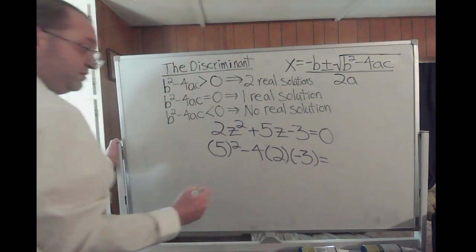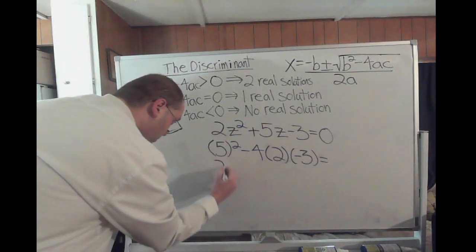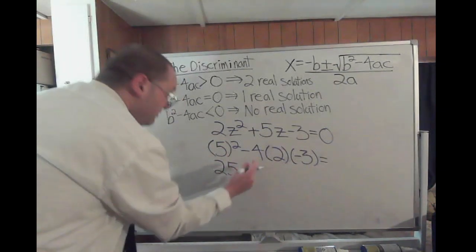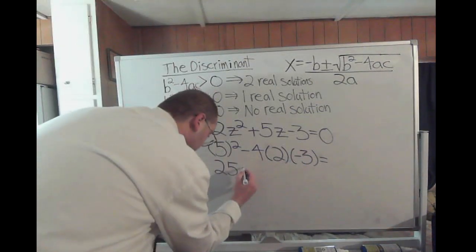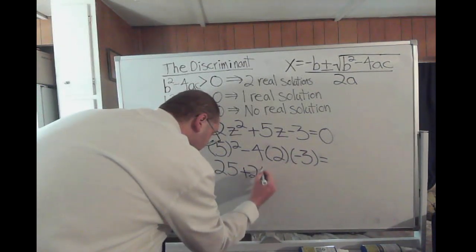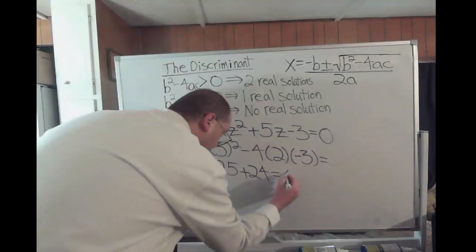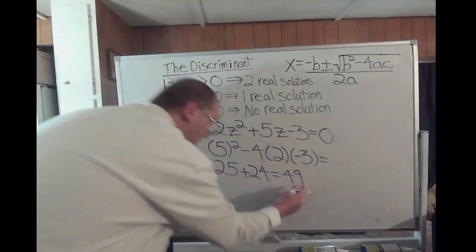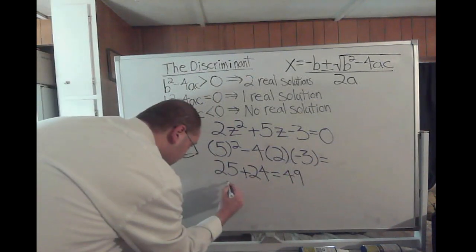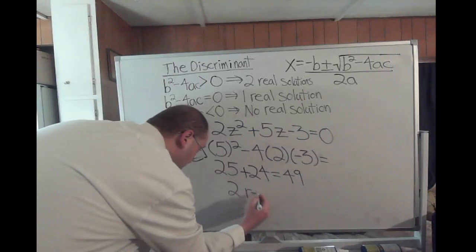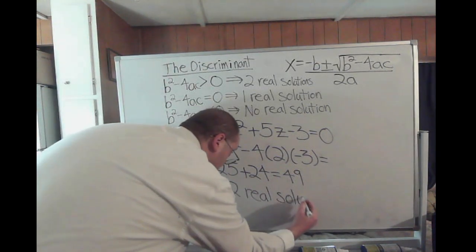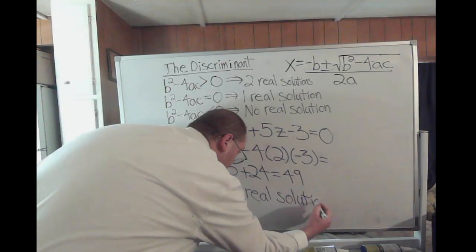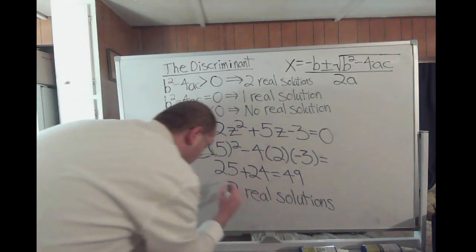When we simplify this, 5 to the second is 25. Then we have negative 4 times 2, that's negative 8, times negative 3, that's positive 24. 25 plus 24 is 49. You got a positive number for your discriminant, so there are two real solutions to this. You'll have two real solutions. That would be your answer.